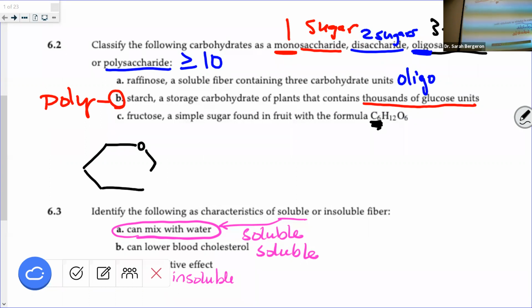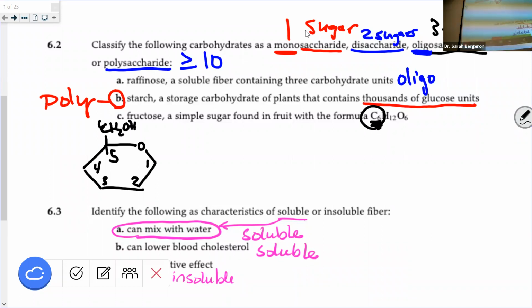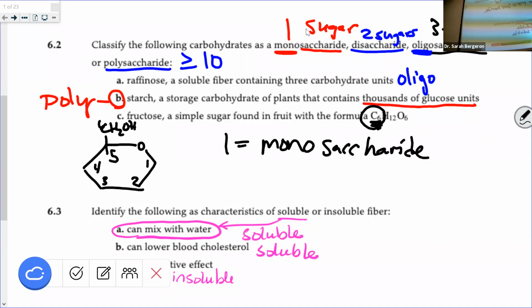Do you remember this? I drew this at the beginning of the lecture. Yeah? And then usually you have a carbon coming up here. CH2OH, you got stuff, right? How many carbons are in this? 1, 2, 3, 4, 5, 6. So if you have 6 carbons, how many sugars do you have? 1. So that is a mono. Does that make sense?